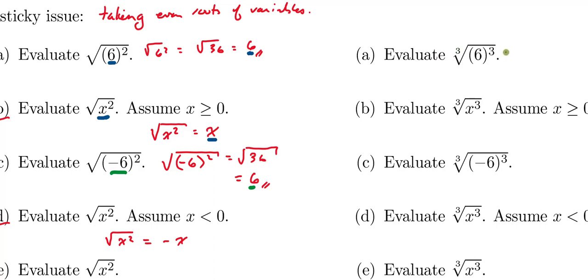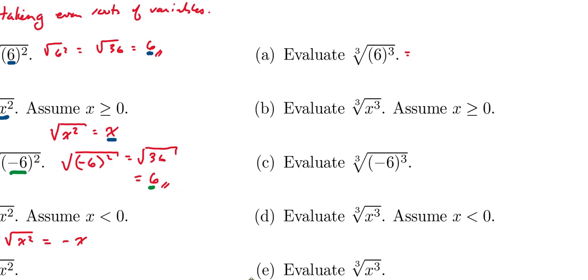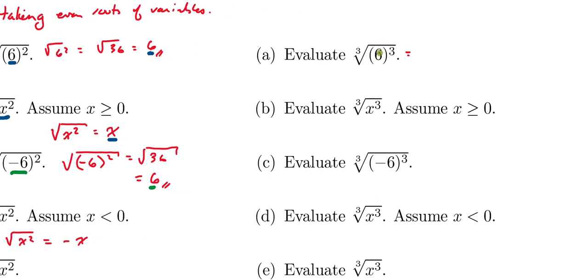In this case, if you were to take the cube root of 6 cubed, well, 6 cubed is 216, and the cube root of 216 is just 6. So likewise, if we took the cube root of x cubed, there's no problem here. Even though we're assuming x is greater than or equal to 0, there's never going to be a problem, and we just end up with x.